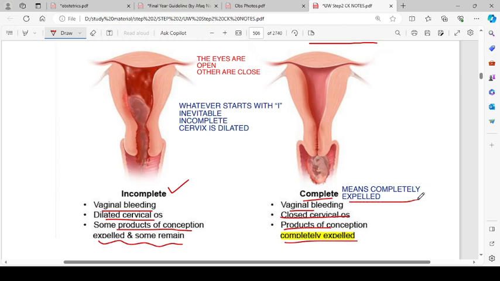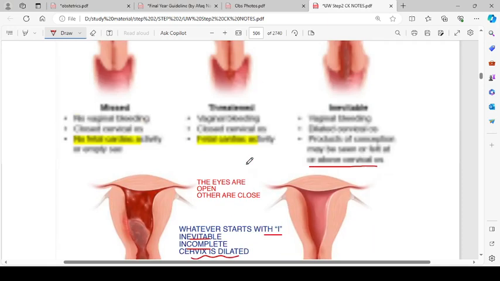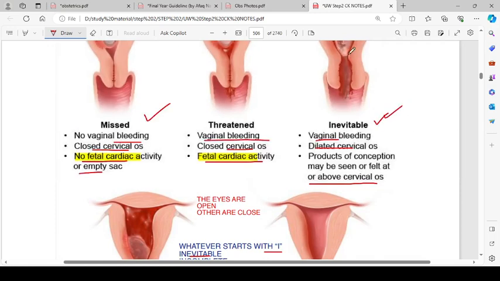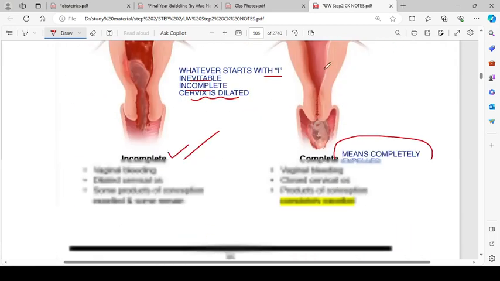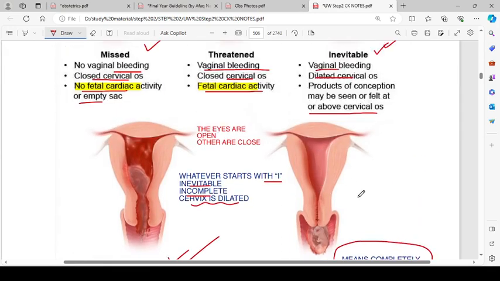So complete means completely expelled, and for whatever starts with I, inevitable and incomplete, the cervix is dilated. So in incomplete and inevitable the cervix is dilated, while for the missed, threatened, and complete, the cervix is closed. There's a mnemonic: whatever starts with an I, the eyes are open; others are closed.